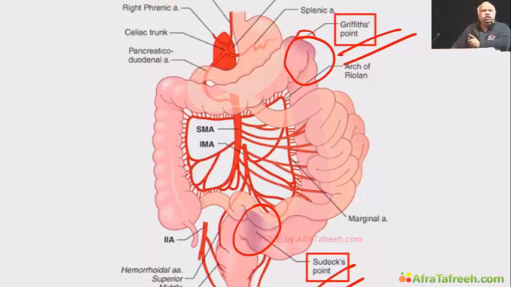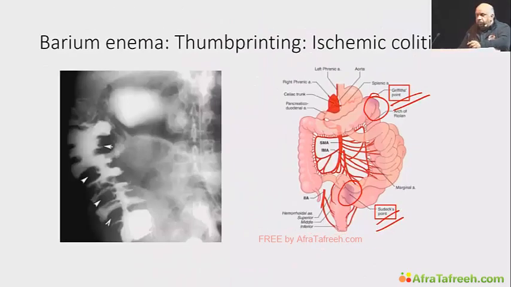One more tricky question. This was asked in AIIMS a few years back. If I ask, what is the most common site of ischemic colitis? You will say splenic flexure. But if I twist the question and ask, what is the most common site for ischemic stricture, not colitis, stricture, then the answer is sigmoid colon. Sigmoid has the narrowest lumen. So the most common site of ischemic colitis is Griffith point, the splenic flexure, and the most common site of ischemic stricture is the sigmoid, because that is the narrowest.